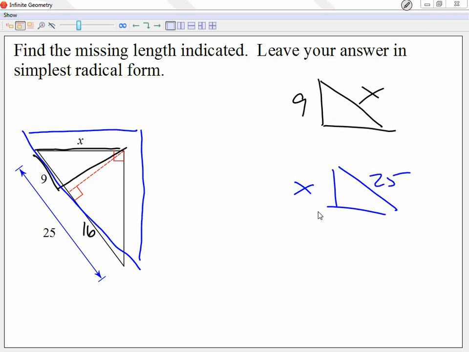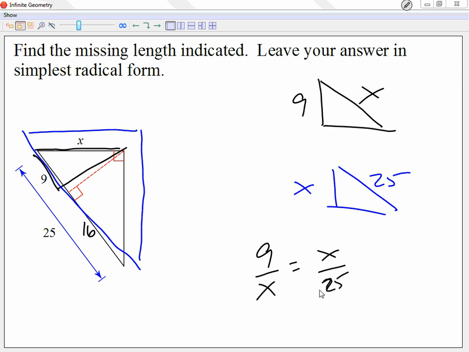I said that 16, we probably were going to use it or not. In this case, we're not. I just wrote it just in case we needed to use it. So I'm going to write 9 equals x. Sorry, from the first one. Under the 9, I'm going to write an x. Under the x, I'm going to write a 25.